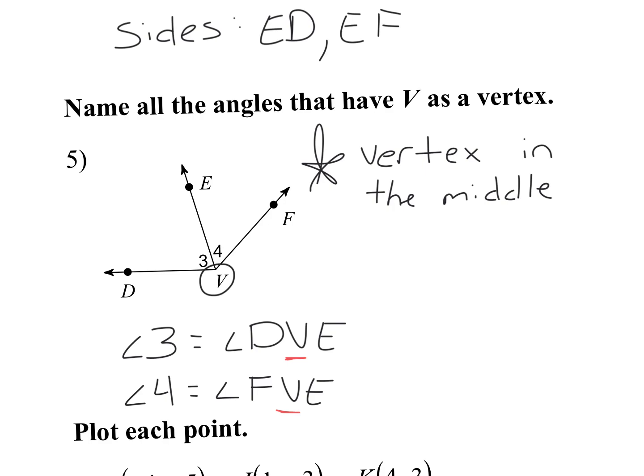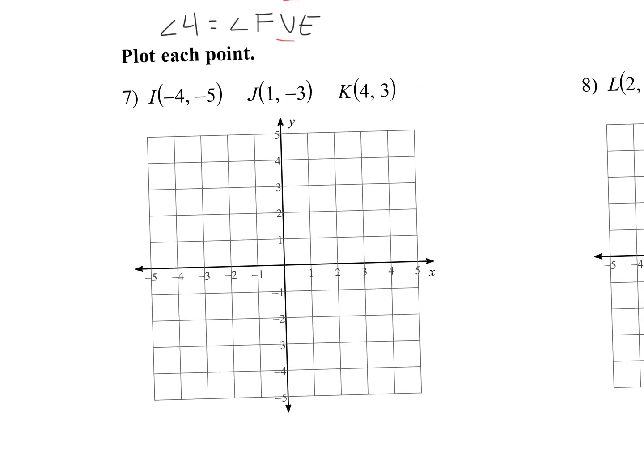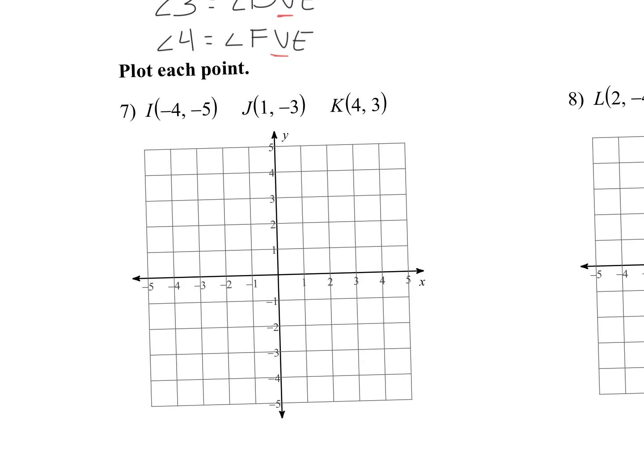All right, plotting each point. What order do the points go in? X, Y, or Y, X? X and Y. Which axis is your x-axis? Horizontal. It tells you right here, right? Y is your vertical. Which one do we do first? X. Where do we start? 0. We start in the middle. Okay, I'm going to start at this point right here.